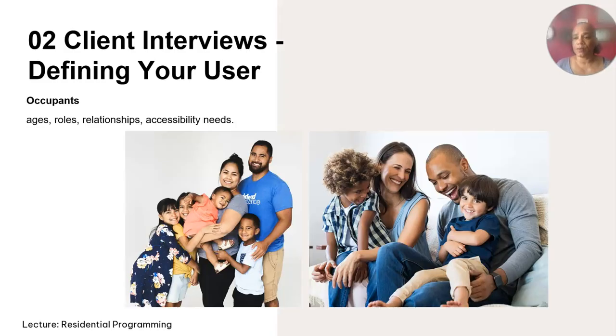The occupants, so who's going to be living in the home? So the ages, are there kids? Are there elders? Are there three generations living in the home? Their roles, so are they working from home? Are they stay at home, taking care of the kids? The relationships, and if there are any accessibility needs. So again, if there's an elder in the home and they're in a wheelchair, that would be a big part of your design scope.